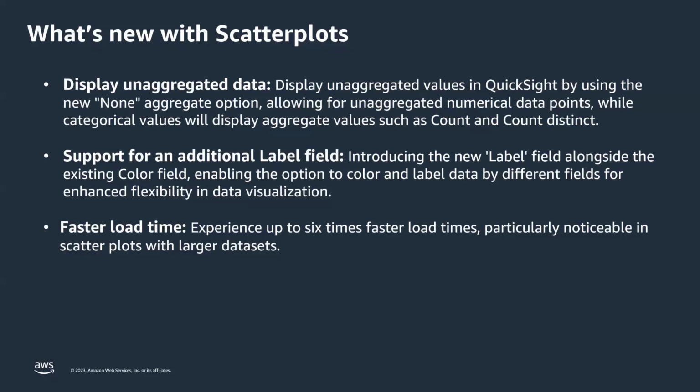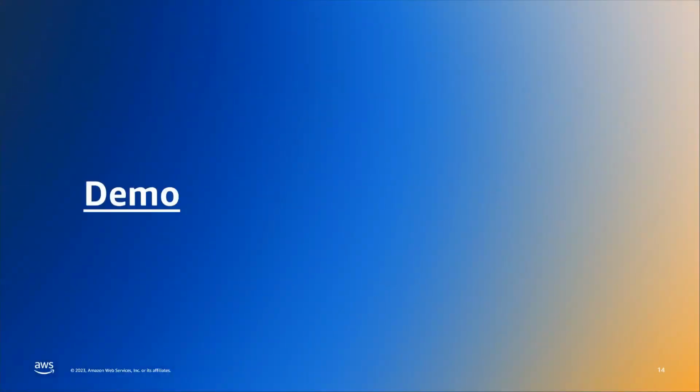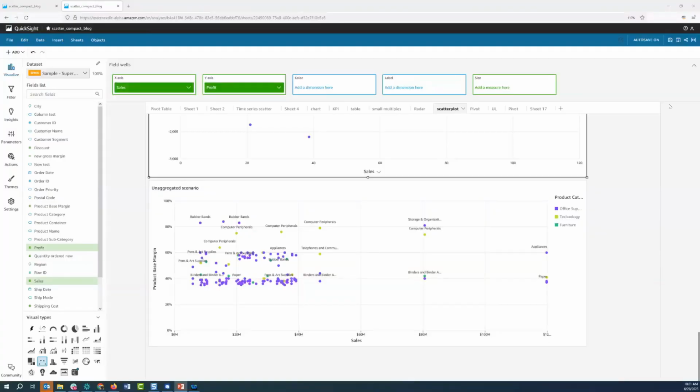And lastly, we did a few performance improvements. Now our scatter plots load a lot faster. We've observed up to about 6 times performance improvement, and this is especially noticeable when you have large data sets, greater than 2000 data points, to be specific. So with this being said, let's quickly jump to our demo.